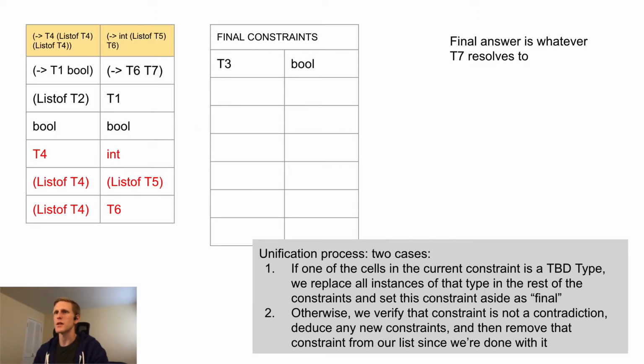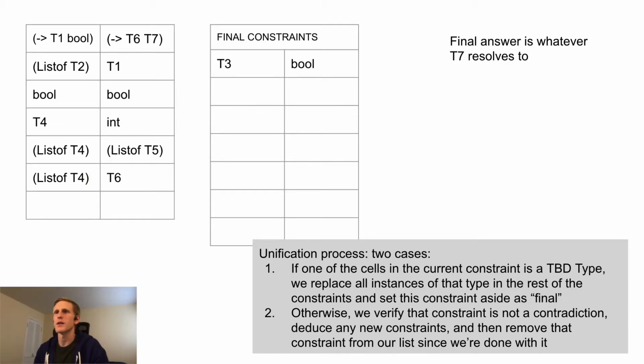This is case 2 again. We have two arrow types. They both have 2 arguments, so not a contradiction. And we deduce 3 new constraints. T4 has to match int, list of T4 matches list of T5, and list of T4 matches T6. We're done with that one.